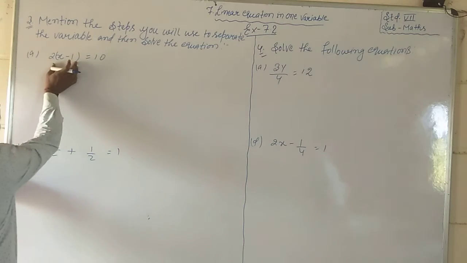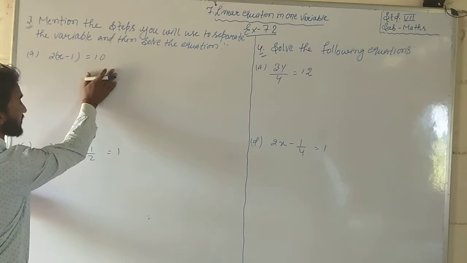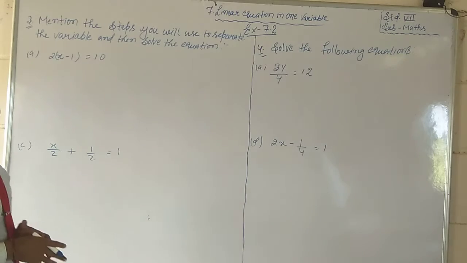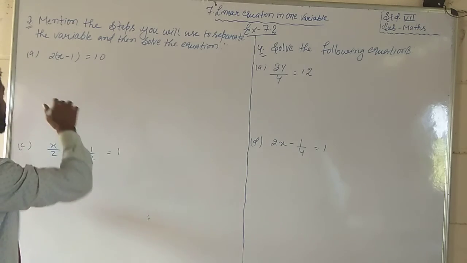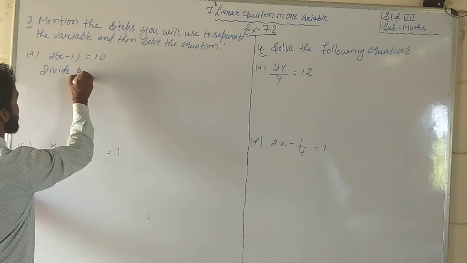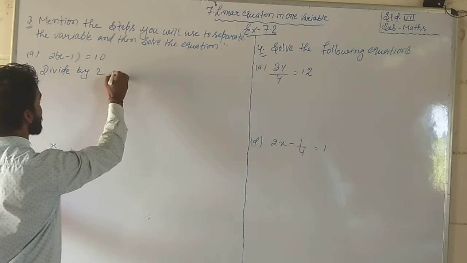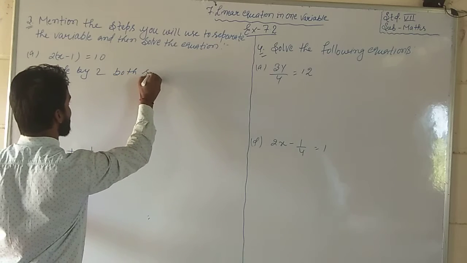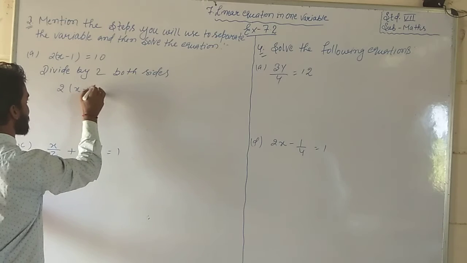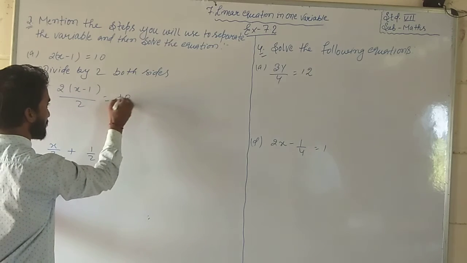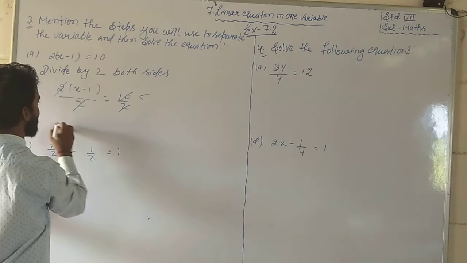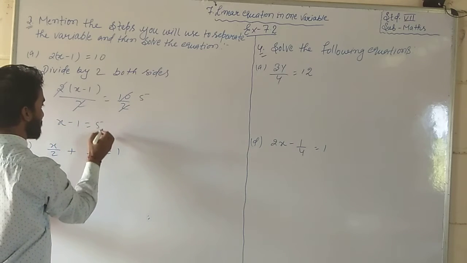So students, 2 into x minus 1 is equal to 10. In these questions, what will we do first? We will divide by 2 on both sides. So 2 into x minus 1 by 2 is equal to 10 by 2. The 2s cancel, and 2 fives are 10. This gives x minus 1 is equal to 5.